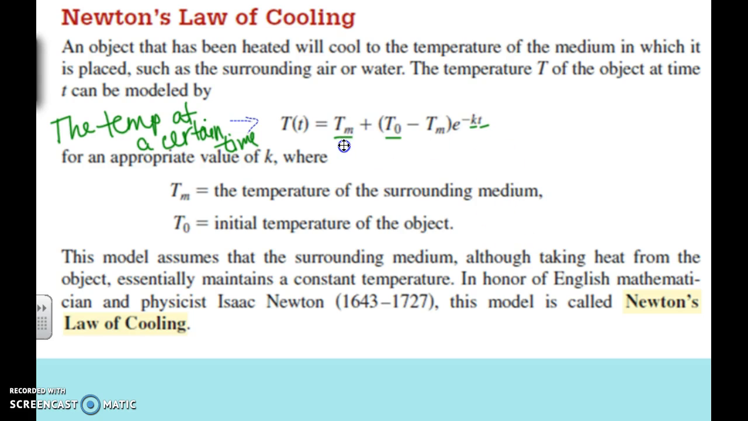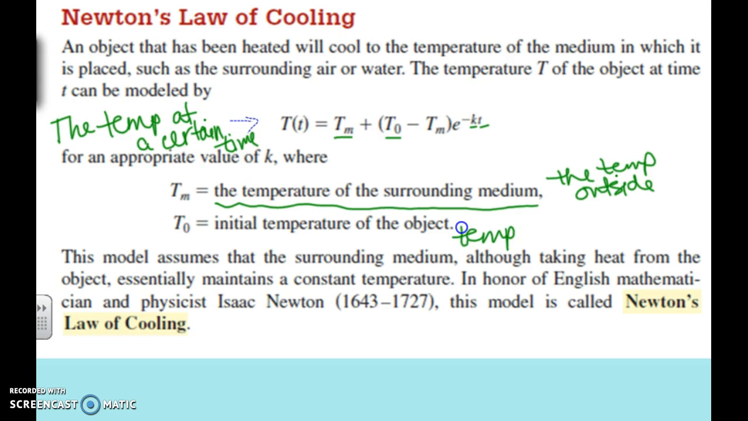T sub m is the temperature of the surrounding medium. So that's given to you right here. And what that means would be like the temperature outside, for example. Now, the T sub 0 is the temperature of the object. So in my example, that would be the temp of the hot chocolate. Now, as you're thinking about this, you're probably like, oh yeah, I can visualize some varying situations where this would occur.